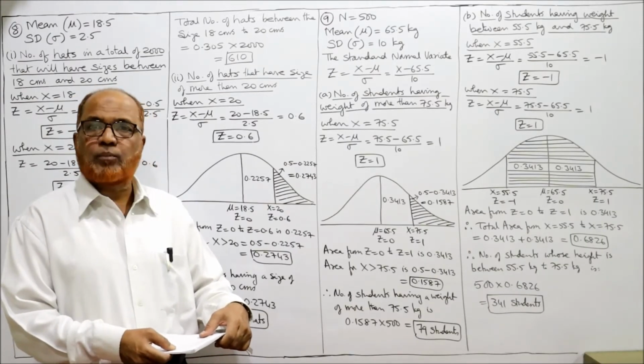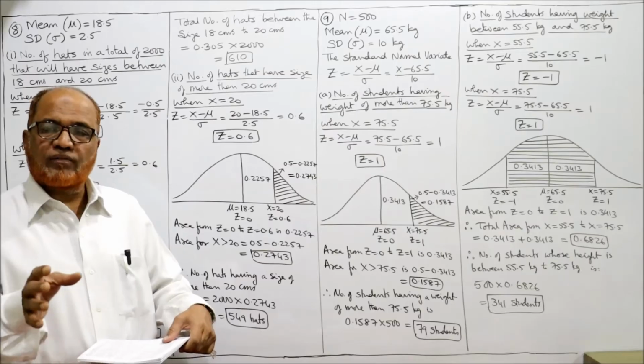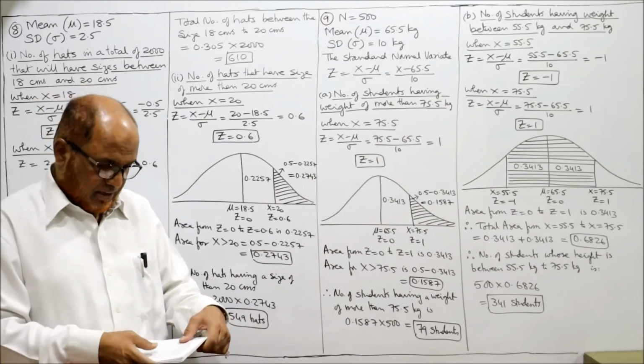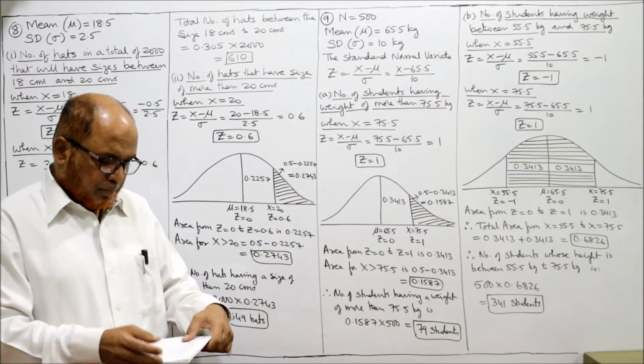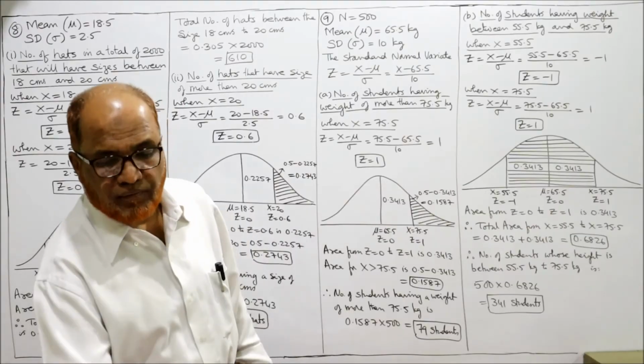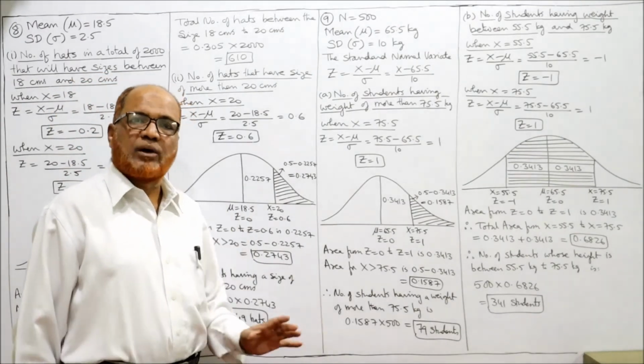Average weight is 65.5. But we need, out of the total of 500 students, how many students are expected to have a weight more than 75.5? And second question, between 55.5 and 75.5 kilogram. So two different questions are there. We'll attempt one by one.